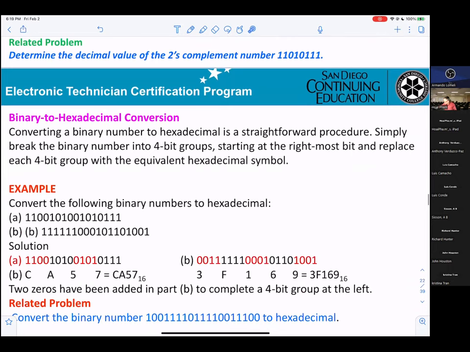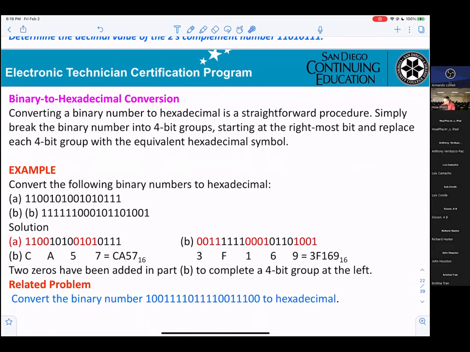Binary to hexadecimal conversion. Converting a binary number to hexadecimal is a straightforward procedure. Simply break the binary number into 4 bits, starting at the rightmost bit, and replace each 4-bit group with the equivalent hexadecimal. That means if you get a binary number and they want the hexadecimal, they're telling you from the right: 1, 2, 3, 4. Divide into 4 bits. And now you're converting each one.